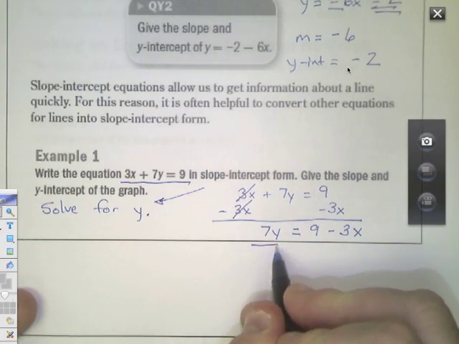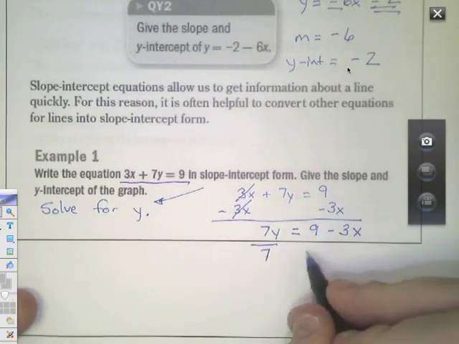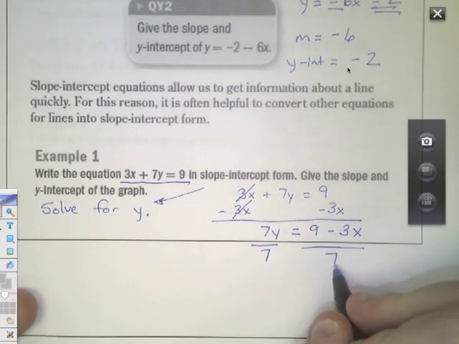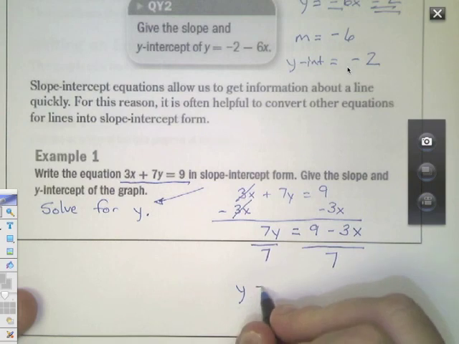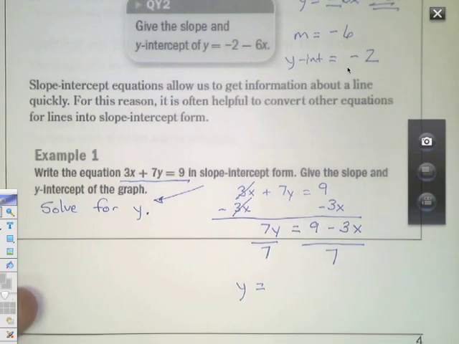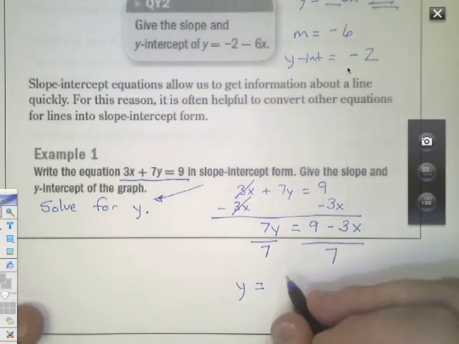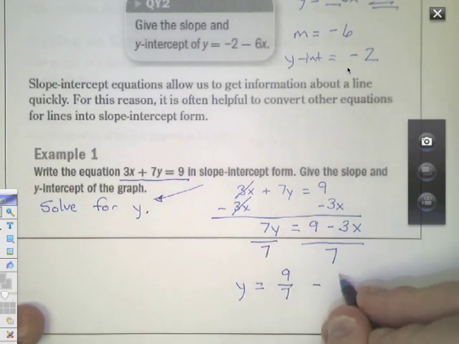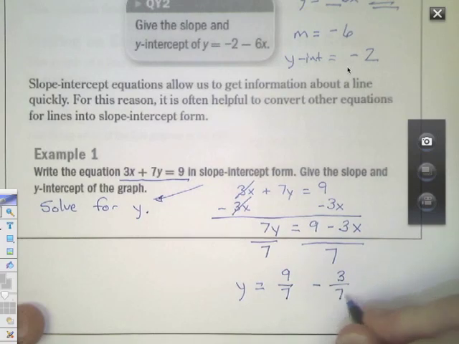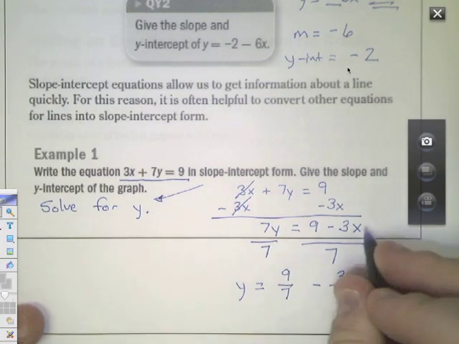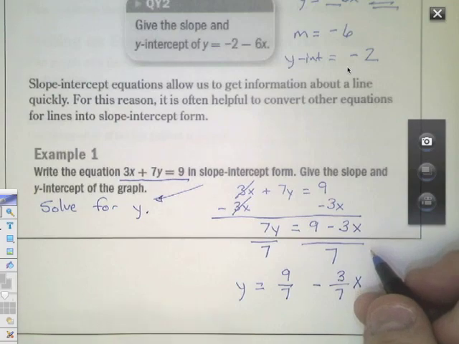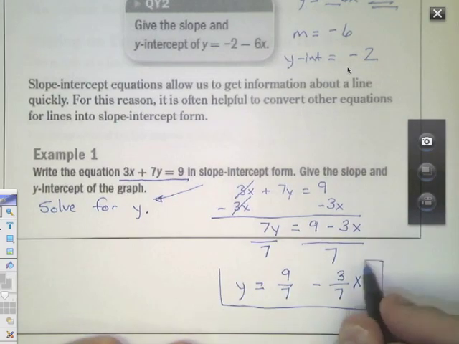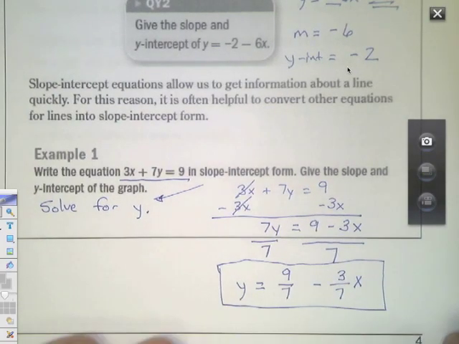Then what do I need to do? I still got to get y by itself, so now I need to divide by 7. Whatever I do to one side, I have to do to the other side. So y = 9/7 - (3/7)x. Don't forget that x. So this is my equation now written in slope-intercept form.